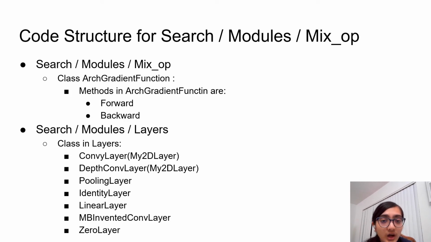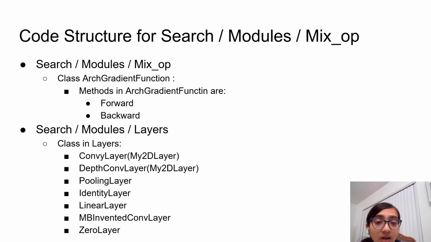In the mixed operation module, the class of architecture gradient function has got two major functions, that is backward and forward. These are the two methods, with backward as the backward edges and forward as the forward edges. So these are going to have inward and outward channels in its layers.